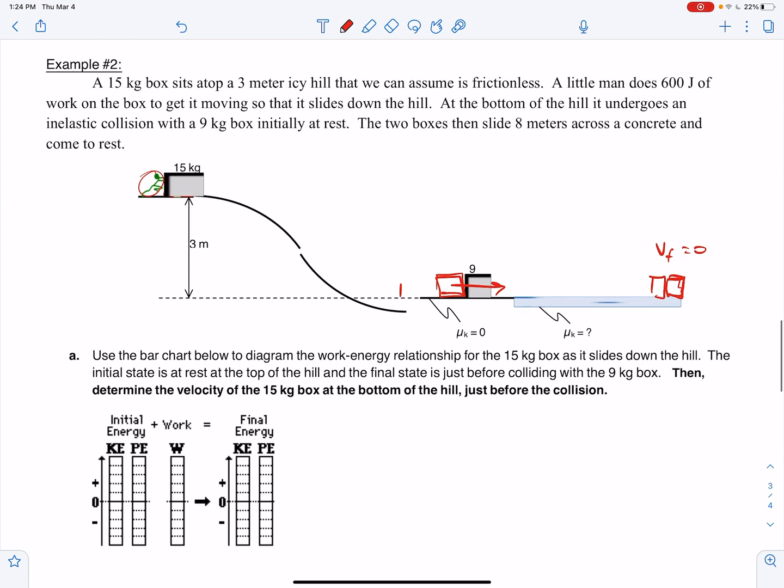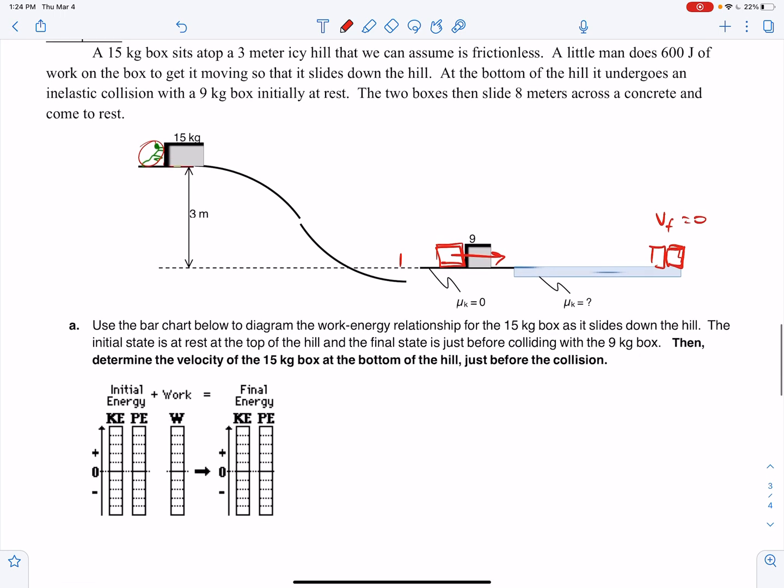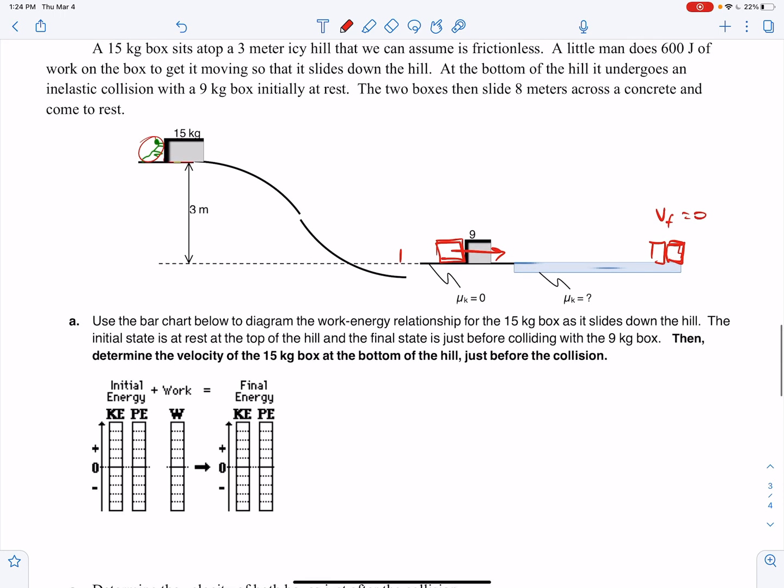Okay, so let's take a look at how we can use conservation of energy and conservation of momentum along with the work-energy theorem to figure out what's going on in this problem. So part A says, use the bar chart below to diagram the work-energy relationship for the 15 kilogram box as it slides down the hill. The initial state is at rest at the top of the hill. The final state is just before colliding with the 9 kilogram box.